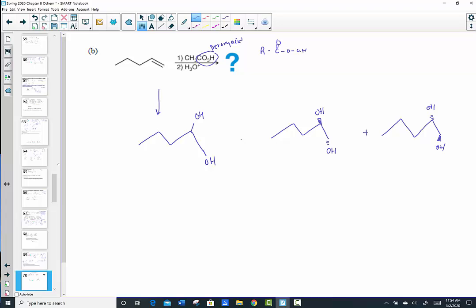So adding two hydroxyl groups in the anti position using the epoxide ring intermediate, the ring opens to create a spot for anti-addition.